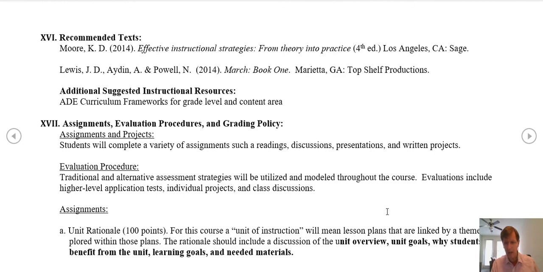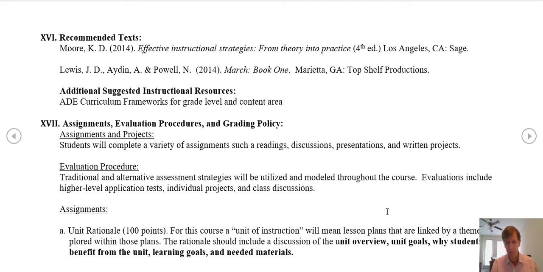With the unit rationale, I want you to basically tell me what are you going to be doing this unit. That's called an overview. What are your goals? Why will the students benefit from this? What are their learning goals and what materials are needed? I'm going to give you a checklist. So if you write persuasively according to this checklist of what's supposed to be in your unit rationale, you'll do fine. I'm also going to give you examples of unit rationales that have been written by past students of mine. That's going to help you as well.